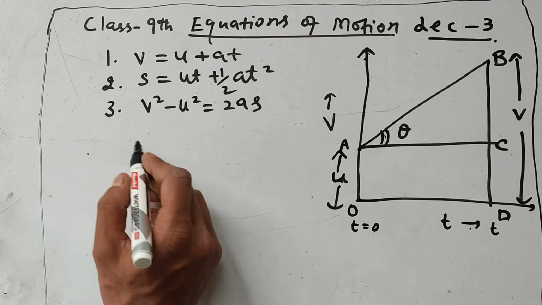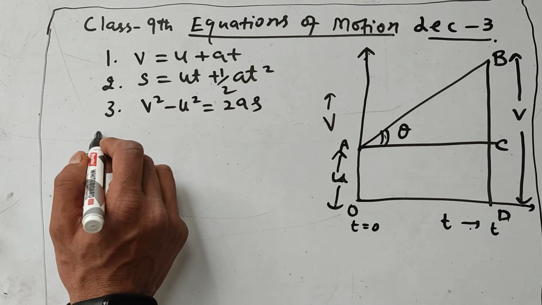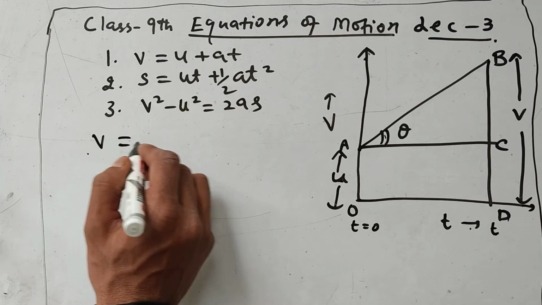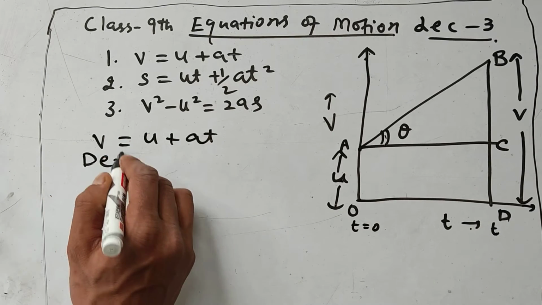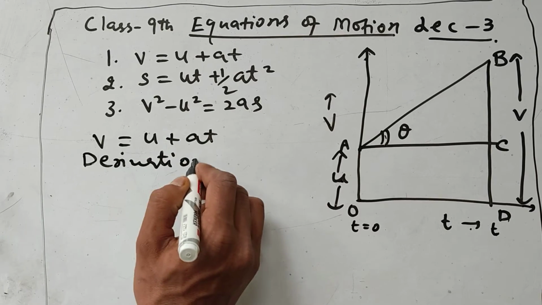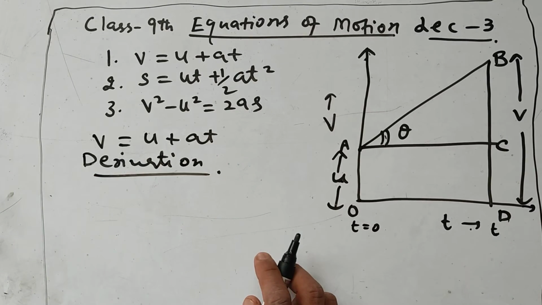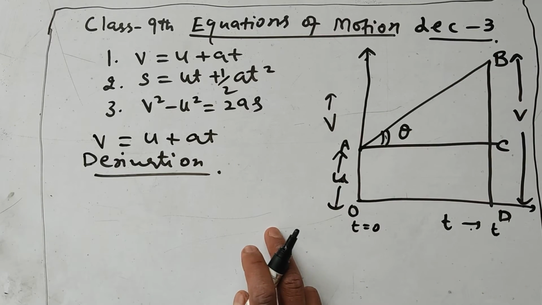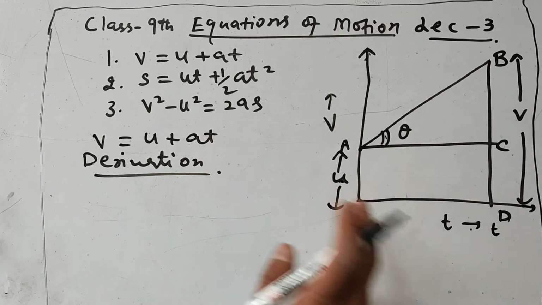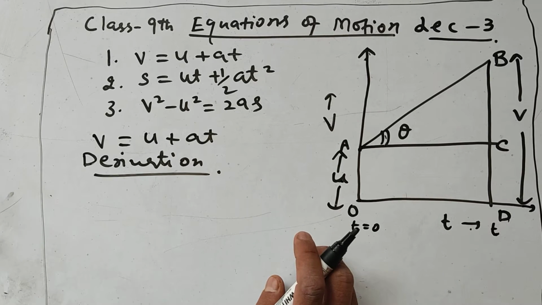Now let us take the first equation, that is v = u + at. Let us derive it graphically. Since this is a straight line graph between velocity and time, that is uniform acceleration.